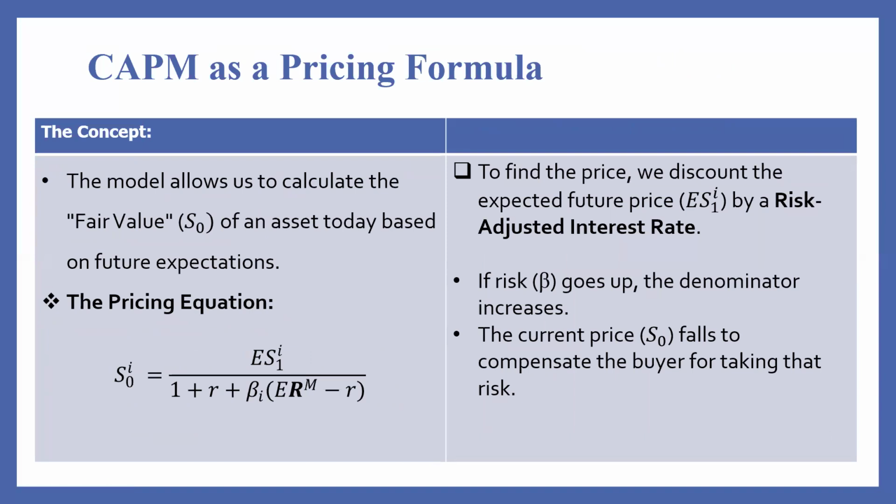The capital asset pricing model also determines the price of an asset. The core concept is that the model allows us to calculate the fair value, S_0, of an asset today based on future expectations. The pricing equation is S_0i is equal to E(S_1i) divided by (1 plus R_f plus beta_i times (E(R_m) minus R_f)). This means the current price equals the expected future value discounted by a risk-adjusted rate.